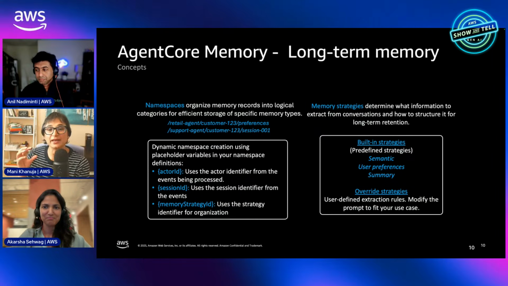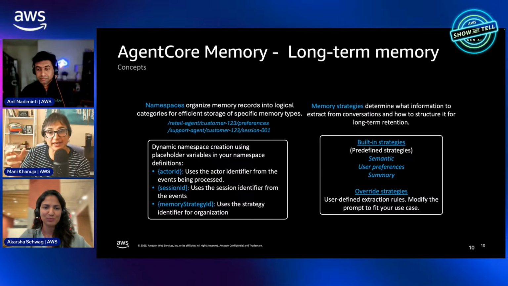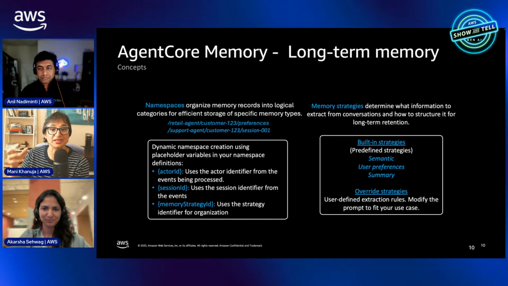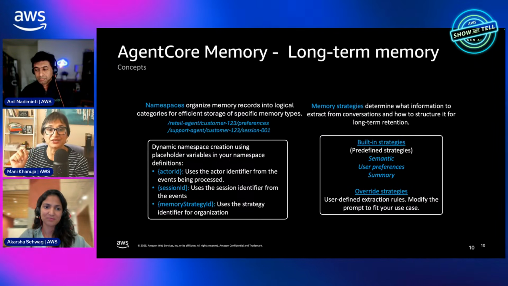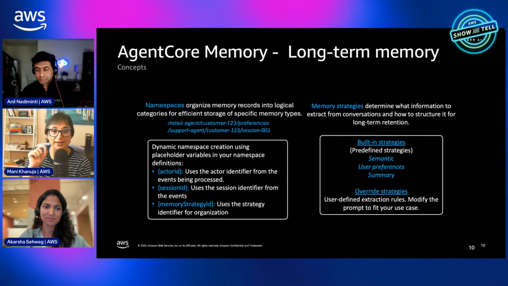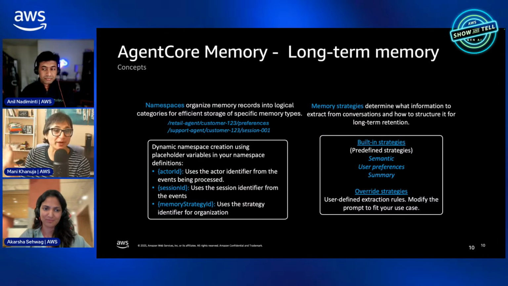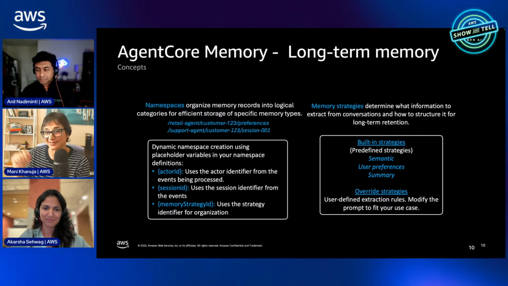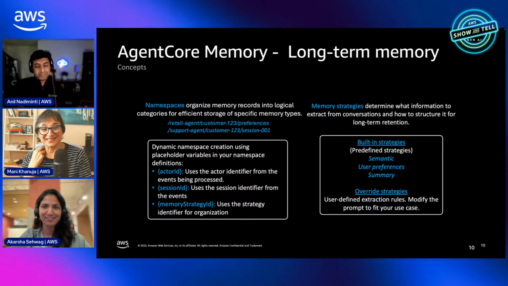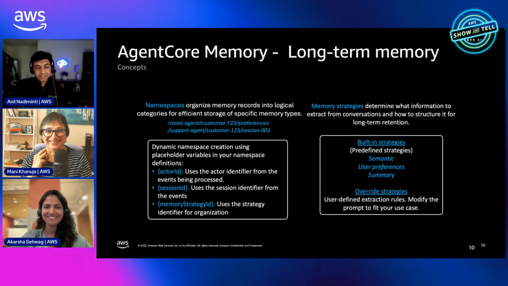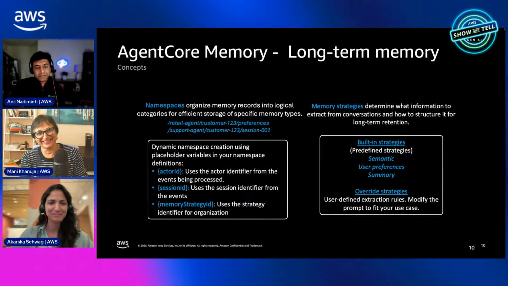Think of it as a way to organize your memory records into logical categories so that it's easier for you to retrieve them. And one quick thing: one strategy can only have one namespace, and you can provide whatever namespace you like as of today. Things may change in future, you never know. But as of today, you only need one namespace, right?